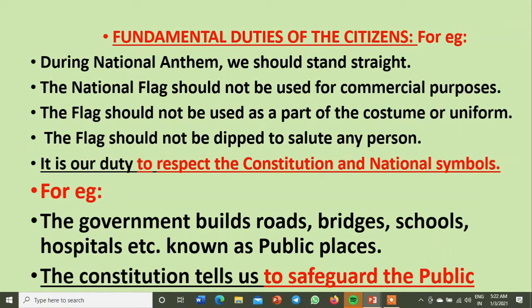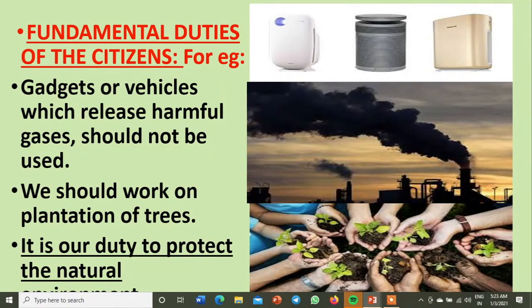The next is that we are to safeguard public property. The example is that the government builds roads, bridges, schools, hospitals, etc., known as public places. It is a government duty to build all this. But who is to protect all this? We are using it, so it's our duty to protect it. So the Constitution tells us to safeguard public property. If we are maintaining it, then only it can be saved.